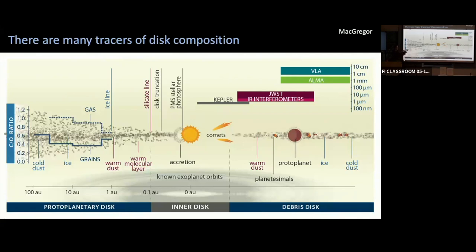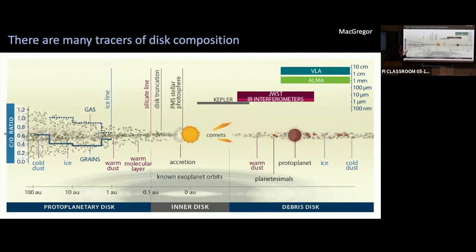And on top of this, disks have some structure to them. So there's a temperature gradient both radially and vertically. And this leads to a bunch of different chemical gradients where we expect to see different things like C to O ratios as different molecular species actually freeze out in the disk.